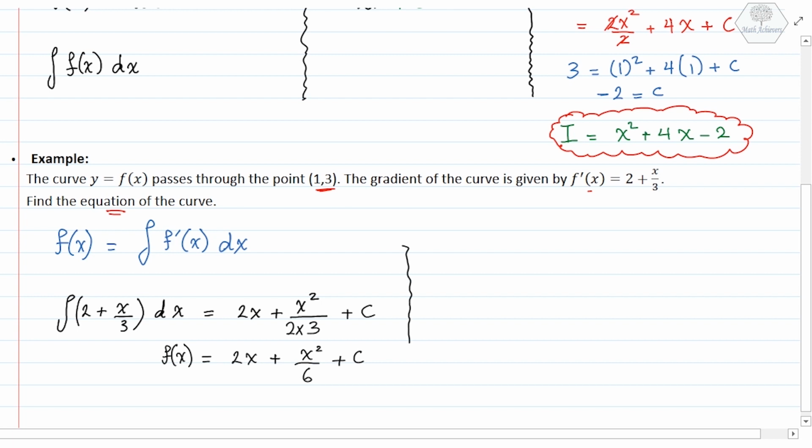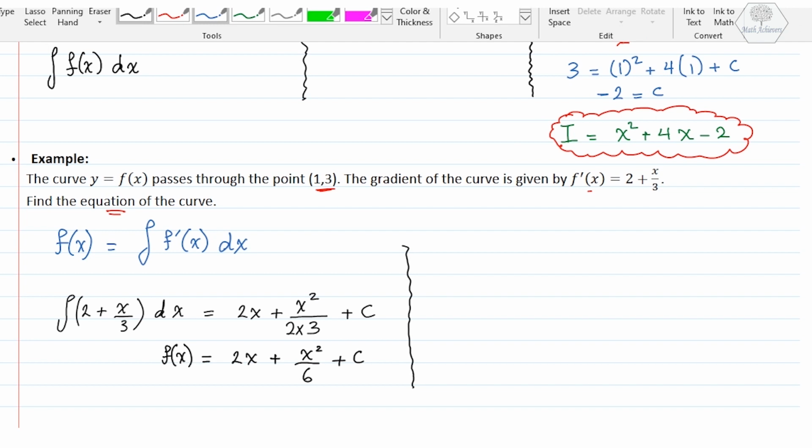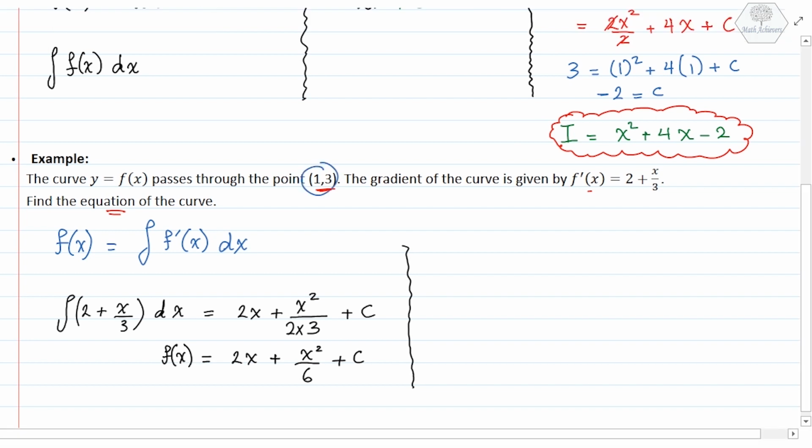Now we need to find out the value of c. We use the coordinates of this point in order to find c. We know that when x is equal to 1, the value of y is equal to 3. So we substitute 3 instead of f of x is equal to 2 times 1 plus 1 squared over 6 plus c.